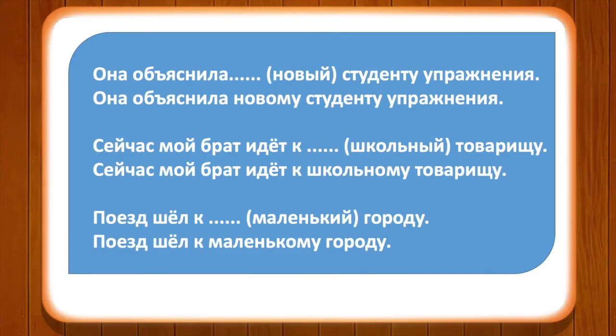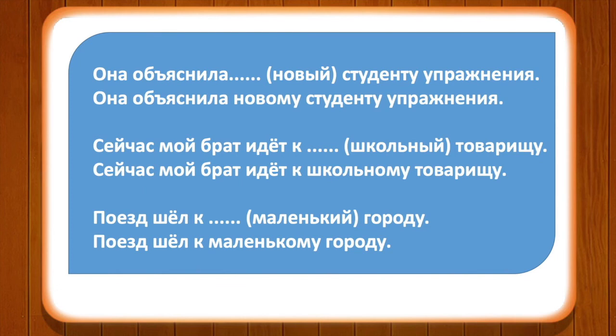Now, let's pay attention to the model. Она объяснила новый студенту упражнения. So, in the bracket we have the adjective новый. Она объяснила новому студенту упражнения. Она, she, объяснила, explained, новому студенту, new student, упражнения, exercises.